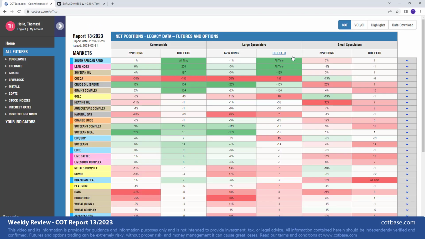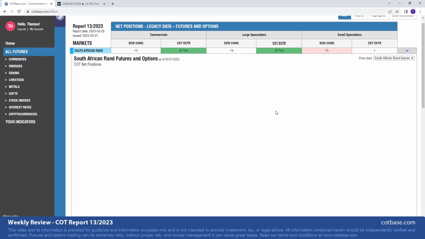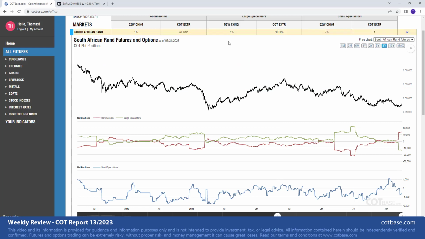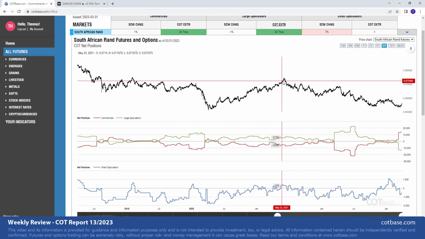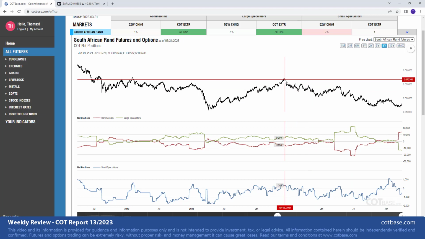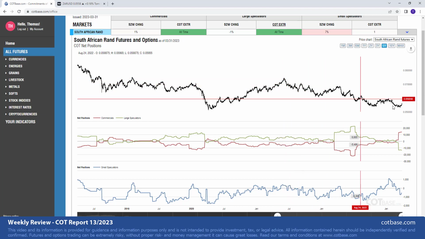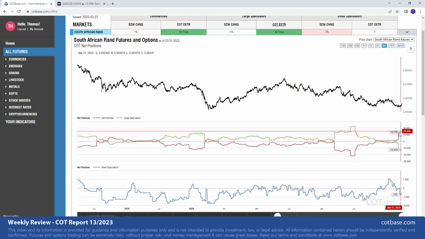Moving on to large speculator COT Extreme, as I've mentioned in the beginning, South African Rand is on top of our list, an all-time COT Extreme, in both commercials and large speculators. So this suggests strengthening in the South African Rand. We have witnessed a decline that's been going on for quite some time, since mid-2021. This huge bullish COT Extreme suggests that we may have reached the bottom in this market.